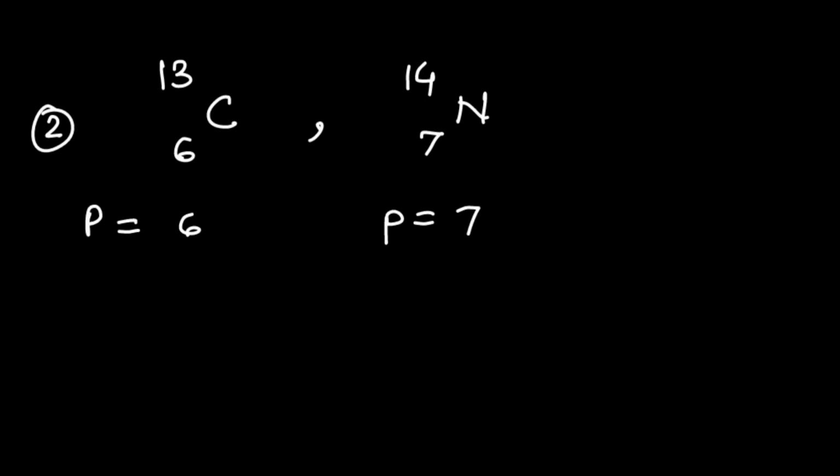Let's see one more example. 6C13 and 7N14. Here in carbon the number of protons is 6, whereas in nitrogen it is 7. But in carbon the number of neutrons is 7. Likewise, the number of neutrons in nitrogen is also 7. That is why they are isotones.